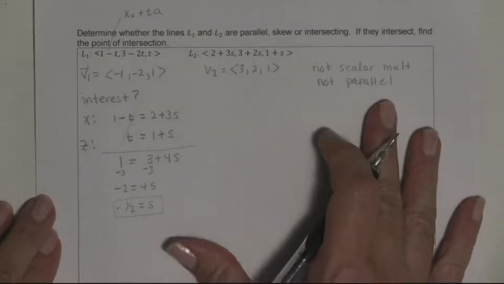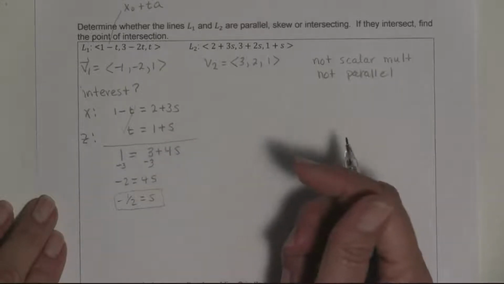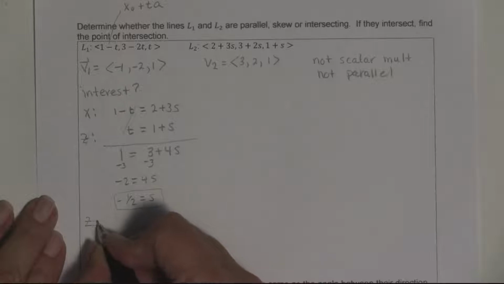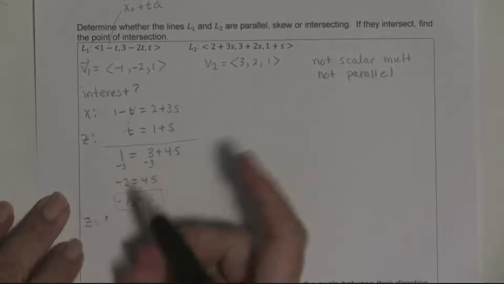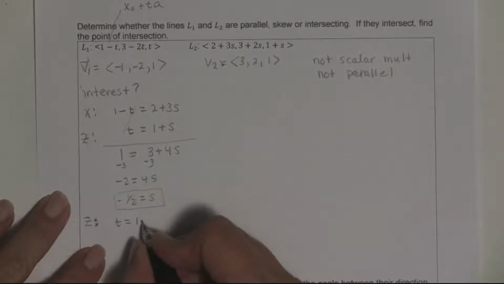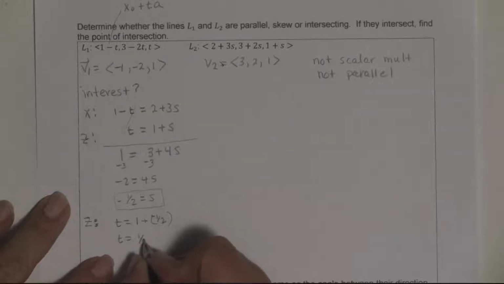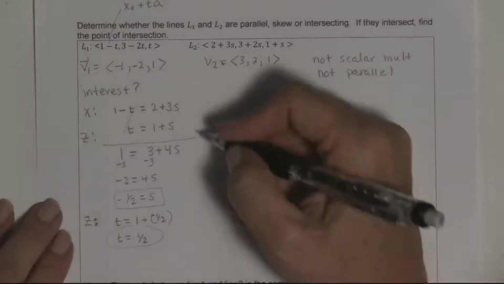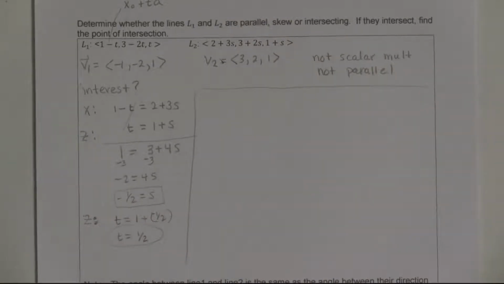Then I'm going to plug in that s is -1/2, and I can use either the x or the z equation. The z is just a tiny bit easier to use. When I use the z component, I get that t equals 1 plus -1/2, or that t equals 1/2. Then I'm going to do that same thing. I'm going to draw my line and complain about the fact that there wasn't enough room here. That's the plan anyway.